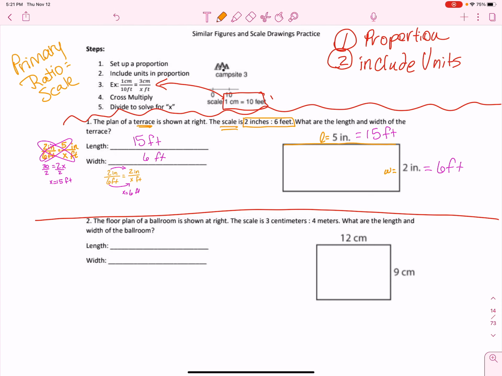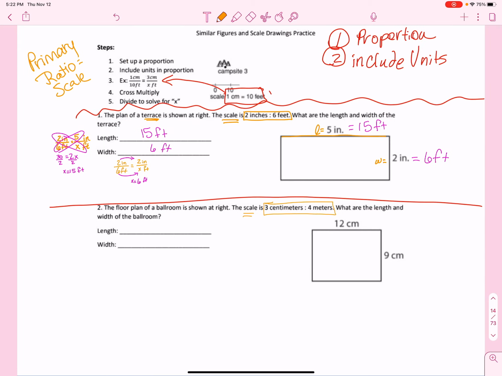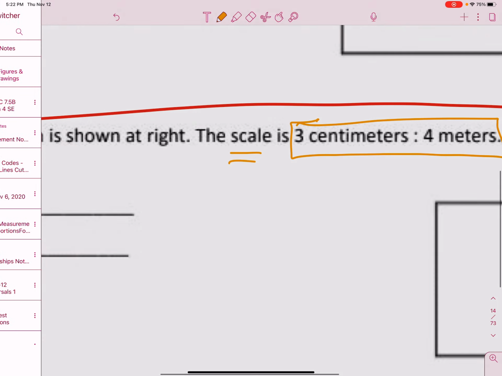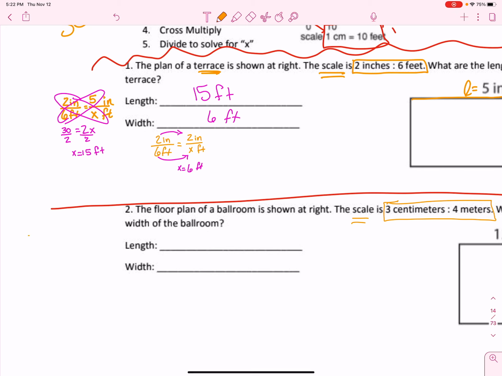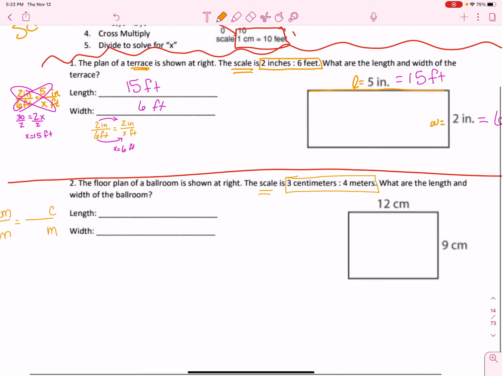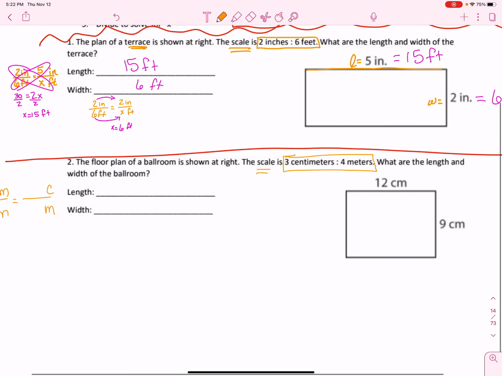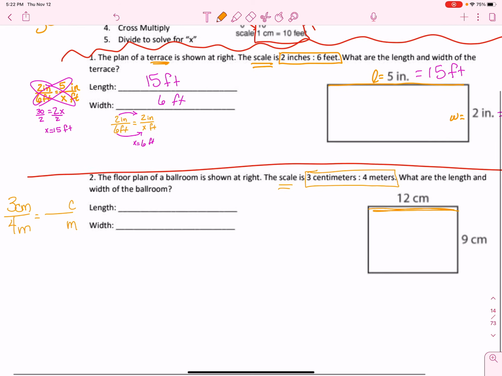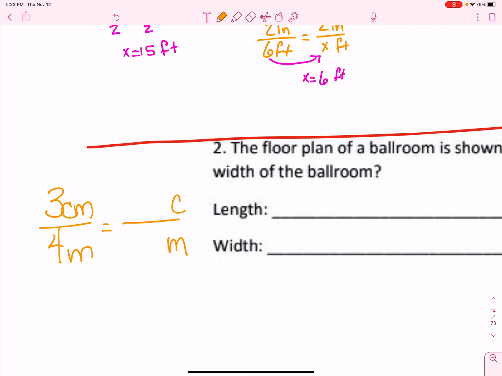The floor plan of a ballroom is shown as right. The scale, important, is 3 centimeters represents 4 meters. That's our primary ratio. So I'm going to write that off to the side. That is 3 centimeters and 4 meters. 3 centimeters represents 4 meters. So if I set up a proportion, I'm going to make sure that my measurements are going to line up. All right, so this rectangle over here, what is the length and width of the ballroom? So let's start with this side here, 12 centimeters. So when I look at my ratio, is 12 centimeters going to go on the top or the bottom? The top. Good.